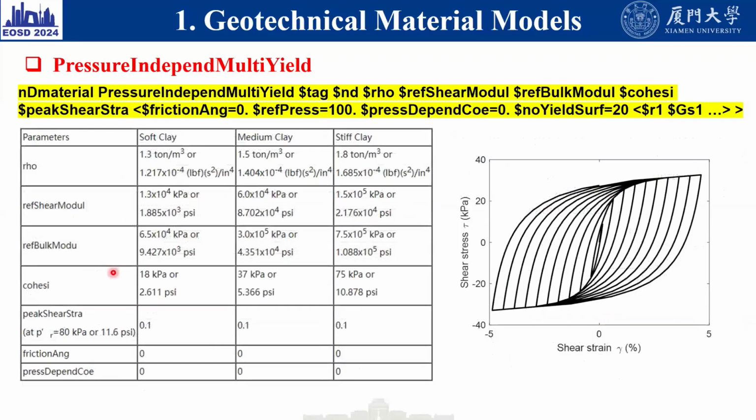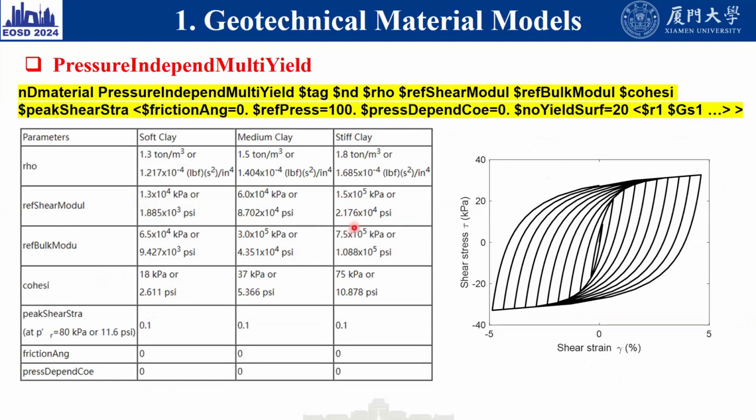Now let's look at the material properties for this model. We have soft clay here, we have medium clay, and the stiff clay. So for soft clay, the shear modulus is relatively lower. For example, it is 13 MPa, and the cohesion is 18 kPa.